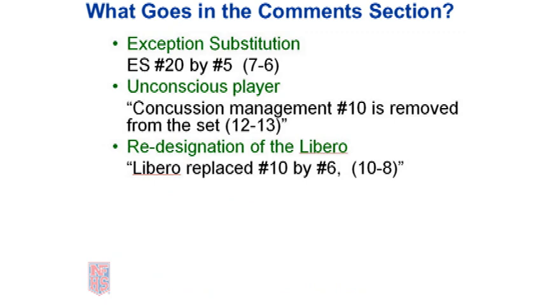Exceptional substitutions: ES number 20 by number 5 means number 20 was replaced by number 5 as an exceptional substitution. A player removed under concussion management or the redesignation of the Libero is also noted in the comments section with explanations. Each time a comment is written, it includes what happened, the player number or coach involved, the team, and the score at the time the incident occurred.